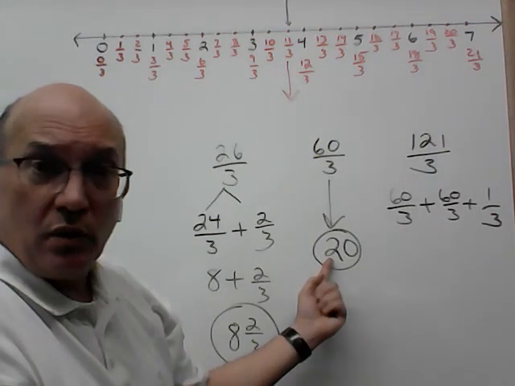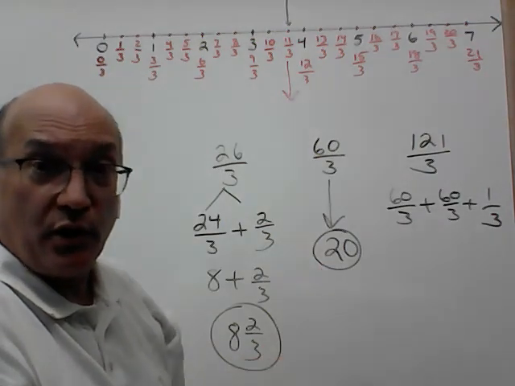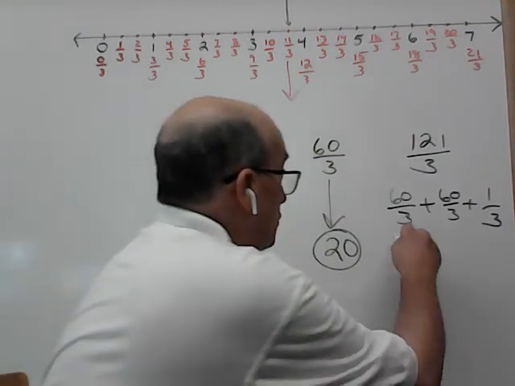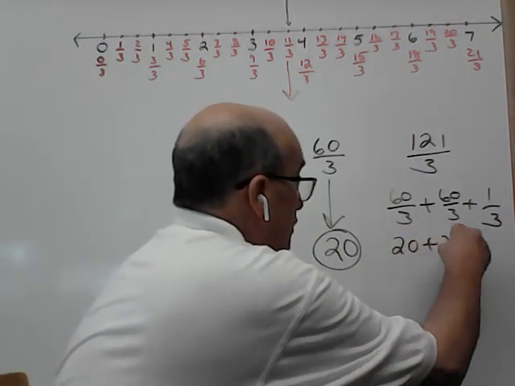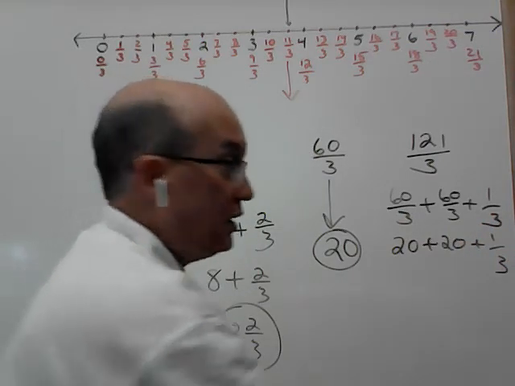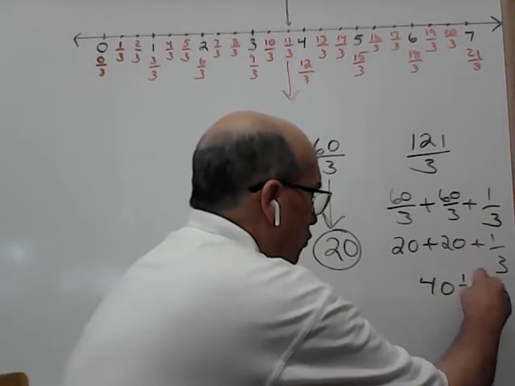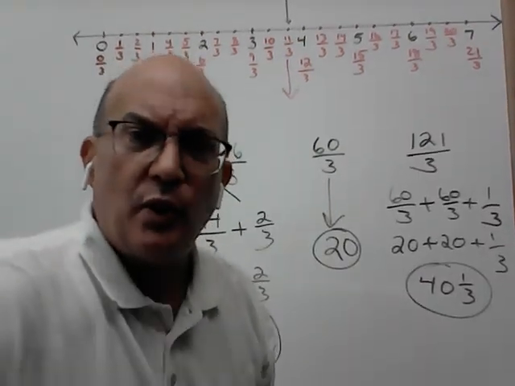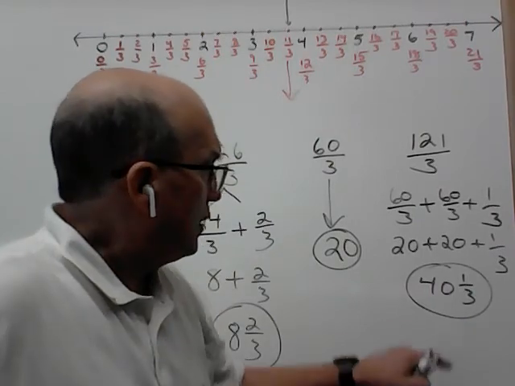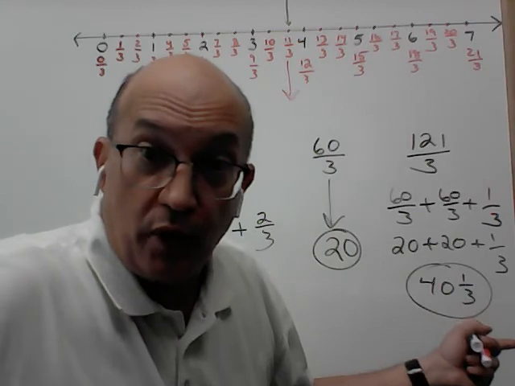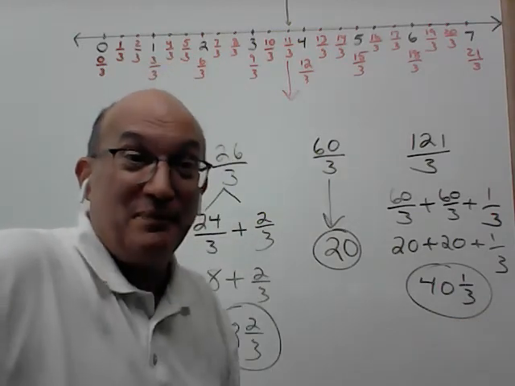Now we already know, we don't have to reinvent the wheel, that 60 thirds is 20. So down here we have 20 plus 20 plus 1/3. 20 plus 20 is 40, and 40 plus 1/3. There's that easy question again. The easiest question I will ask you in middle school math is something like, what is 40 plus 1/3? It's 40 and 1/3. You just write it as a mixed number.